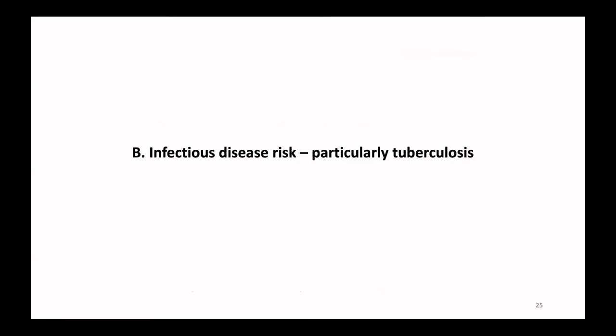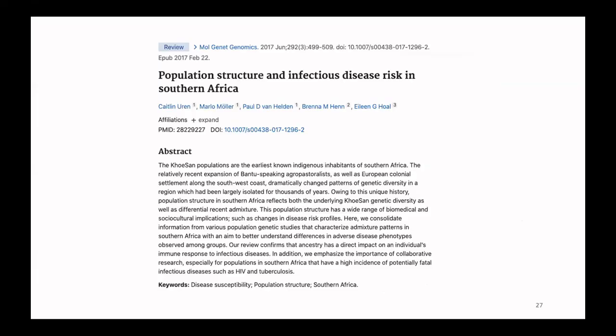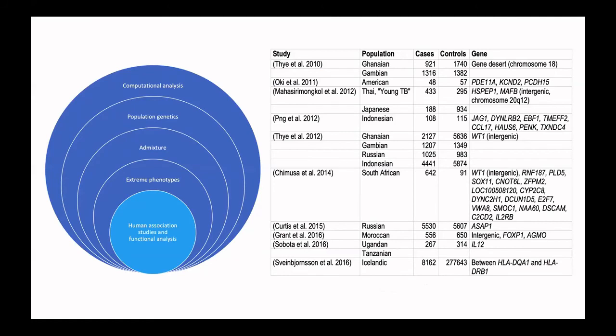So linking this to infectious disease risk, particularly tuberculosis, what we are interested in is that for TB as a disease, you need three factors: obviously the pathogen, a conducive environment for disease, and a susceptible host. So we're interested in the susceptible host portion. Linking population structure and infectious disease risk, we published a review of prior literature, and it was very evident that although there have been a number of TB host genetic studies, a lot of these results remain unreplicated and the importance thereof remains unknown.